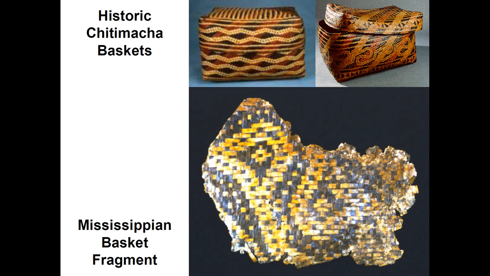Above we see baskets made by the Chitimacha tribe from Louisiana, and baskets like these were used to contain medicine bundles, and below we see a fragment of a Mississippian basket that was recovered from an archaeological site. You can see how the baskets above are very similar in shape and form to the one shown at the knees of the Keller figurine and carried on the back of the Berger figurine.